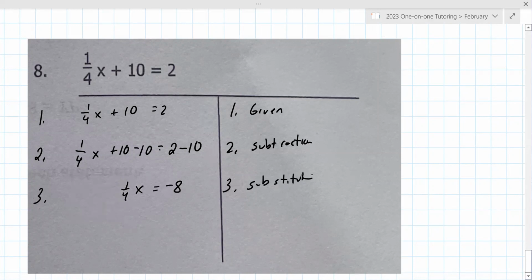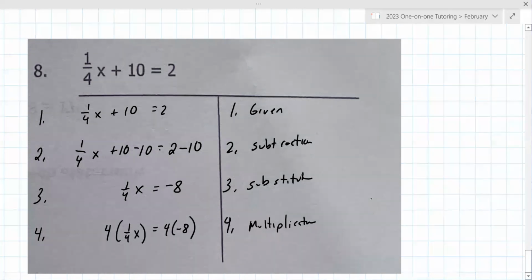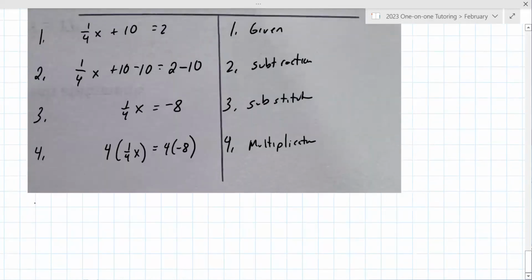Okay, what do you see here? Multiply. What will you multiply both sides by? That is correct, but what would you multiply by? 4. Okay, 4 times 1/4 x equals 4 times -8. So x equals -32. Oh, 32. Yeah.